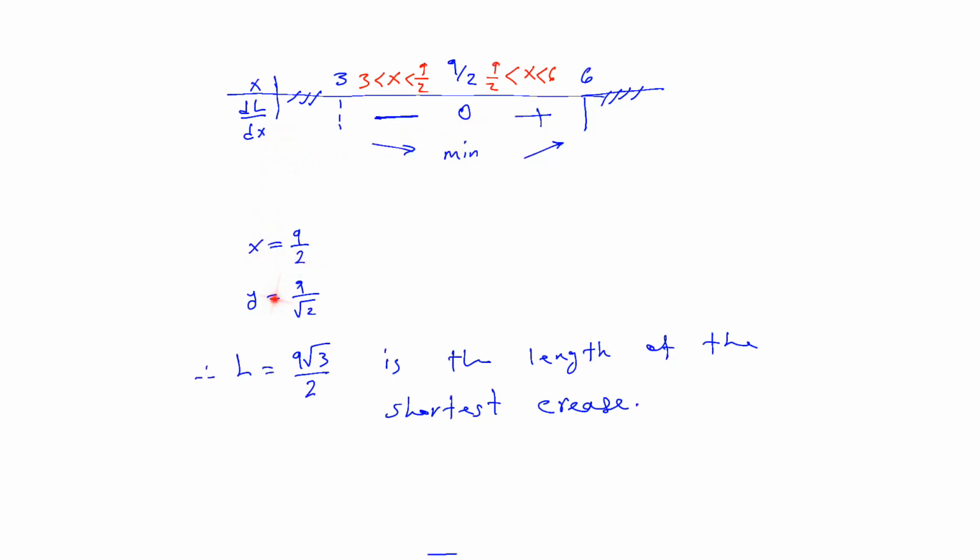If X is 9 over 2, Y would be 9 over square root of 2, and L would be 9 root 3 over 2. Therefore, 9 root 3 over 2 is the length of the shortest crease.